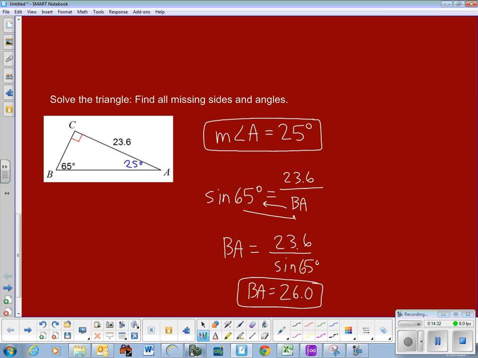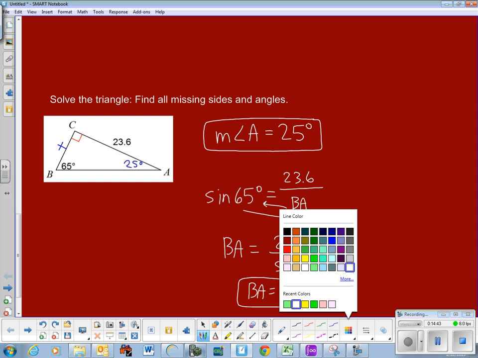Now, my options, I've got a lot of options for finding BC. I don't like using that 2-letter for my unknown, so I'm just going to call BC X. All right, so what are my options? There's several things I could do. I could use the 25 and do like tangent. I could use the BA that I just found. I could use the Pythagorean Theorem. Again, I'm going to use what's given because I know that's safe. Ideally, what I would do is check it a couple ways and make sure that I confirm my previous answers. But to keep with my rule of using what's given, I want to use the 65 and the 23.6.